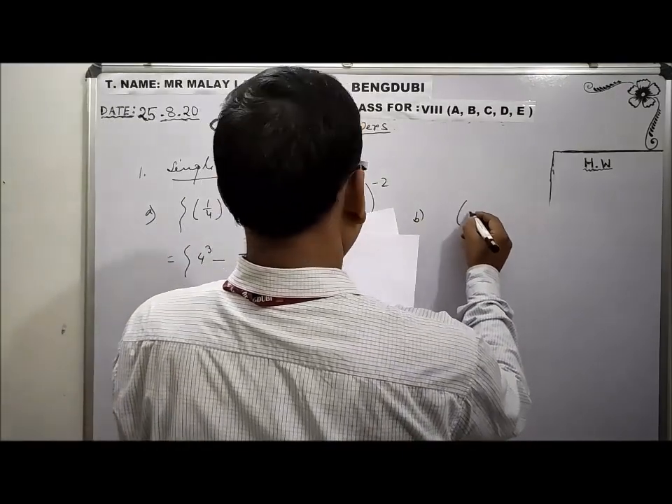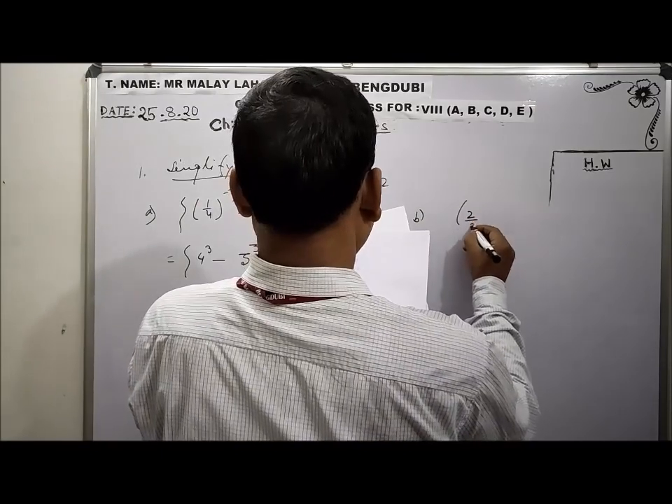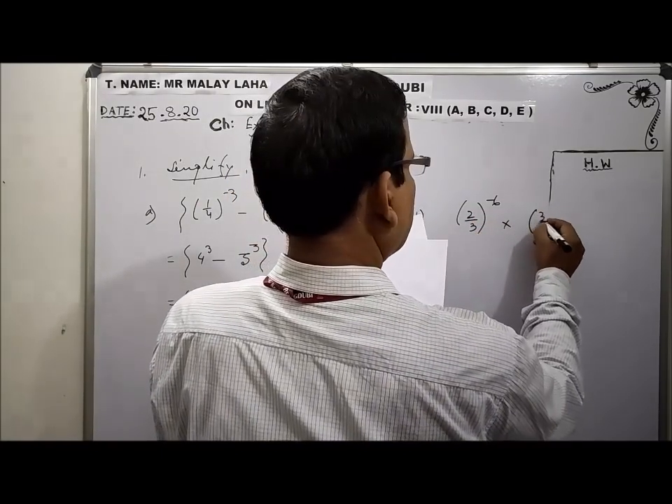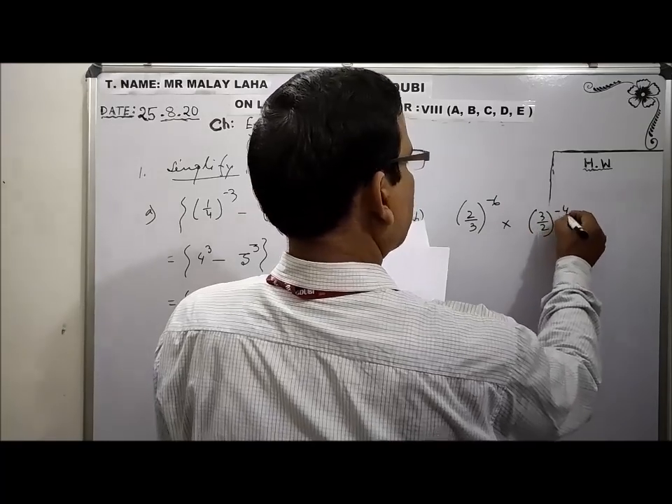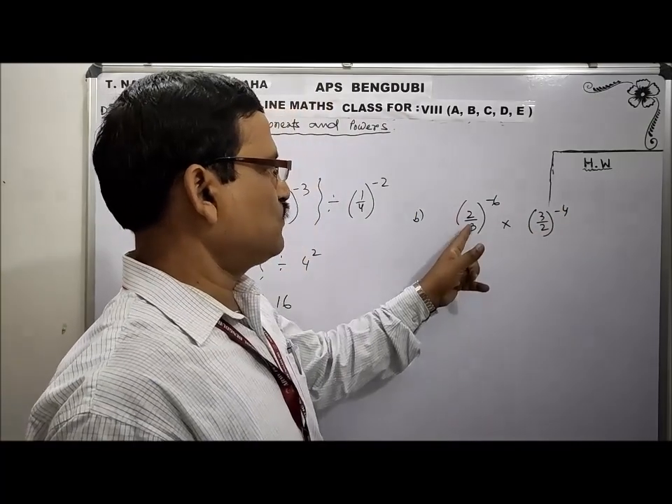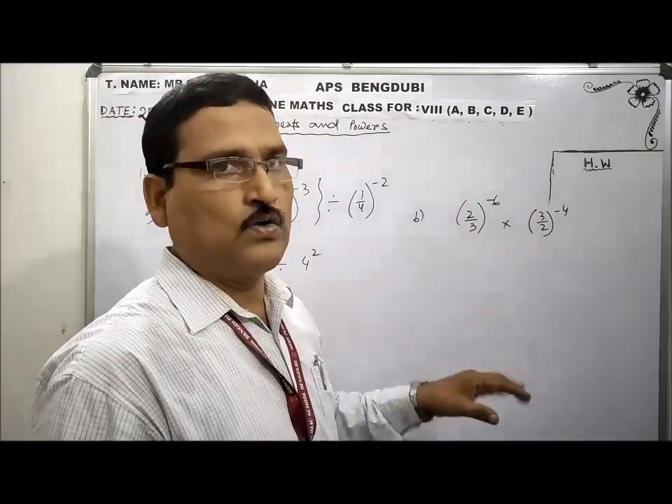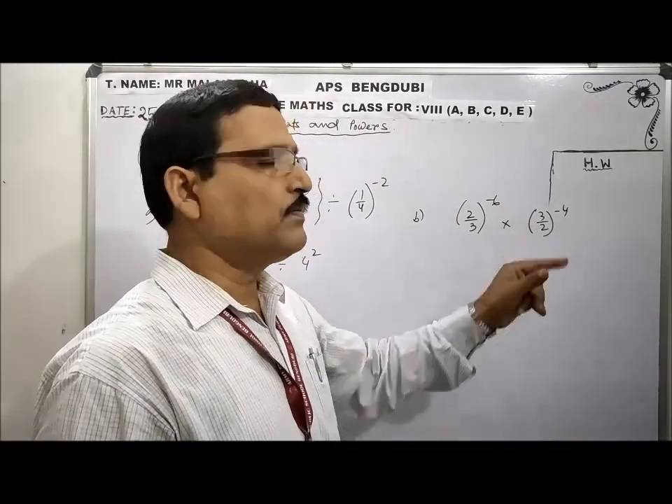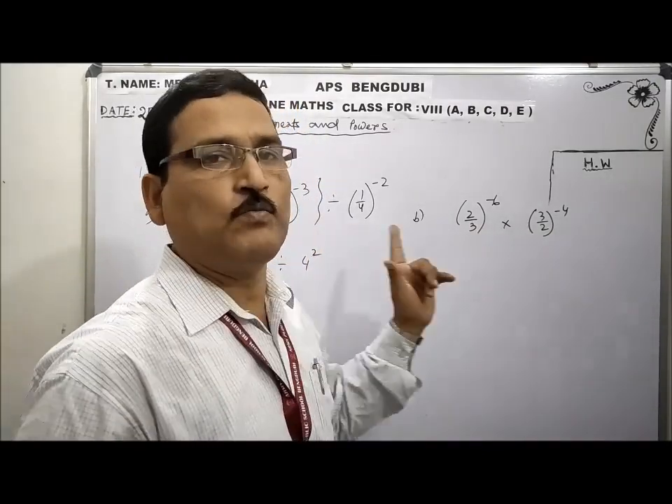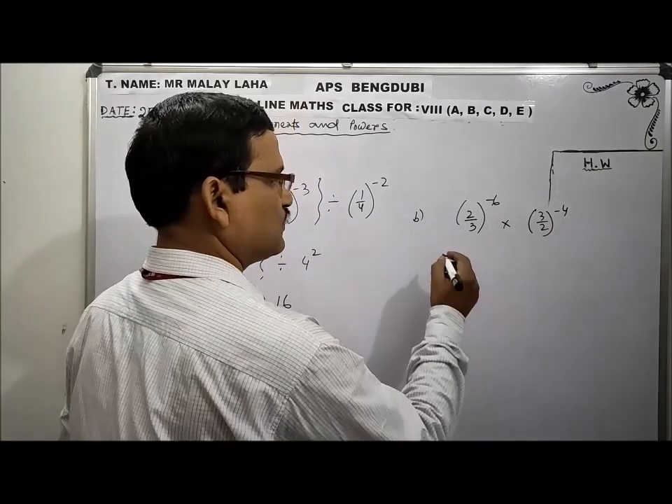Now number B: (2/3) raised to minus 6 into (3/2) raised to minus 4. Is there any relation you can find? It is 2 by 3 and 3 by 2. Yes, you can. For any one of them, you just have to reciprocate. Then it will come to the same base. After that, you follow the laws of exponents.